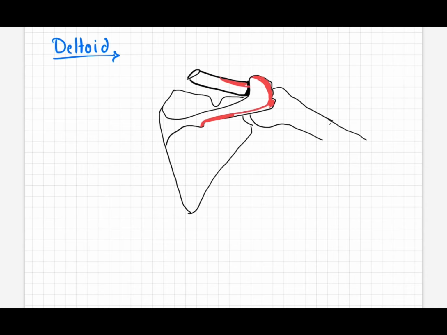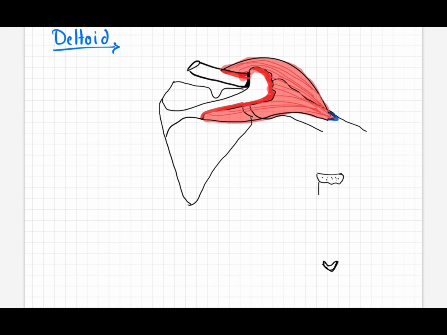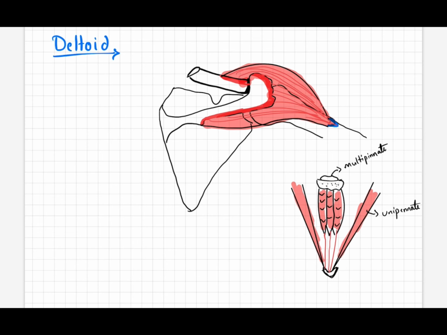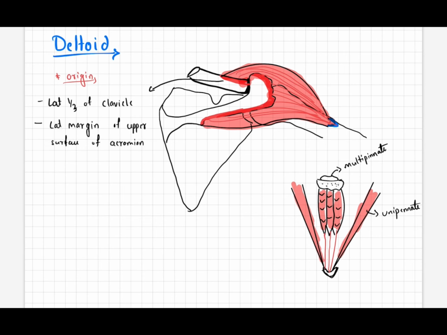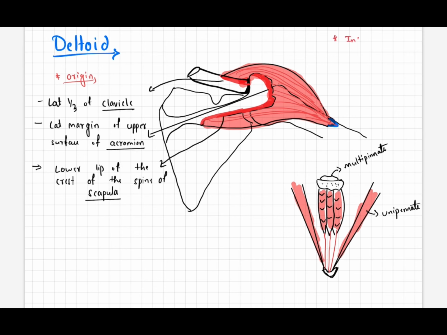Deltoid muscle is a 3-in-1 muscle. It has been divided into anterior unipennate, posterior unipennate, and middle multipennate. Origin of the muscle. Anterior unipennate arises from the upper surface and anterior border of the lateral third of the clavicle. Middle multipennate arises from the upper surface of the acromion. Posterior unipennate arises from the crest of the spine of the scapula.